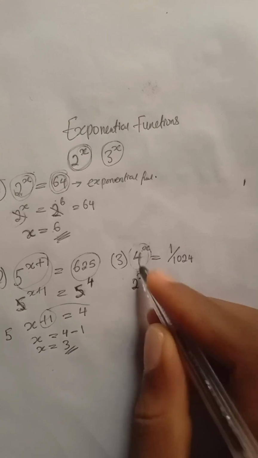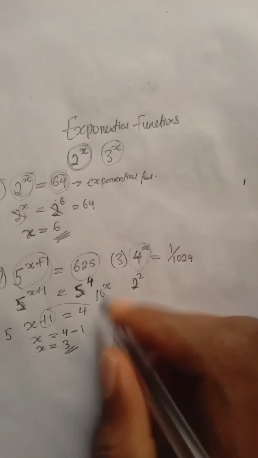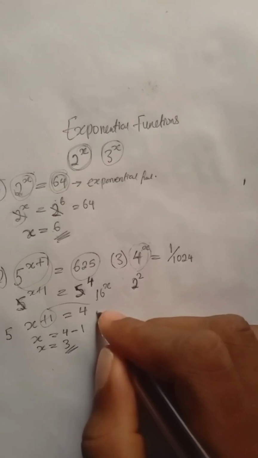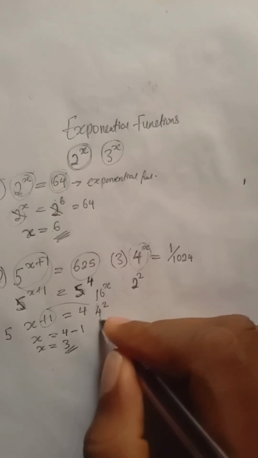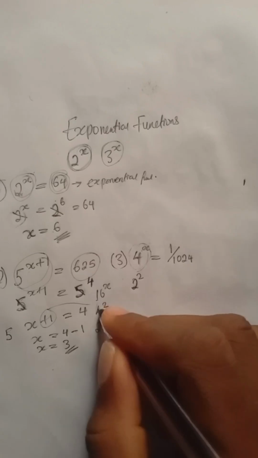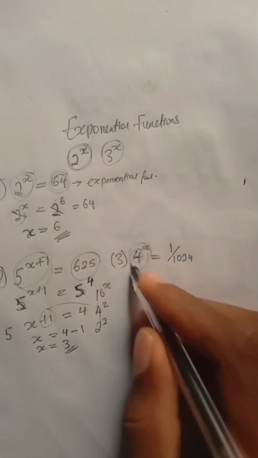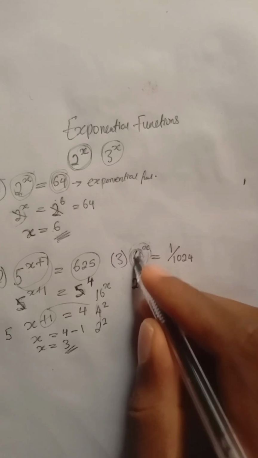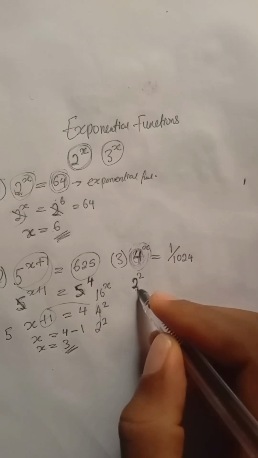So 2 is the lowest base of 4. Same thing when we have 16x. When we have 16x, the lowest base of 16 is 4 raised to the power of 2, and it can still be simplified to give us 2 raised to the power of 2, 4. So when you have 4 as the base of an exponential and it can be expressed to the lowest base, you express it. If it cannot be expressed, we leave it that way.